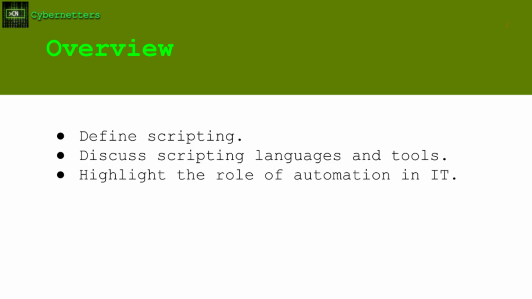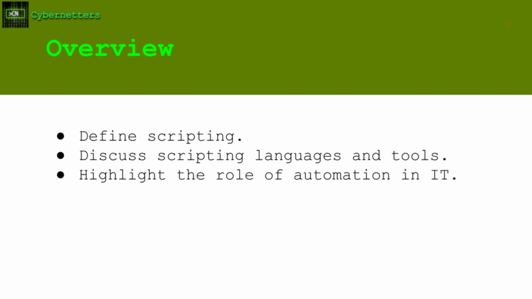Before we dive in, let's quickly cover what we'll be discussing today. First, we'll define scripting, what it is and how it's used. Then, we will look at scripting languages and tools, like PowerShell and Windows Script Host. Finally, we'll highlight the importance of automation in IT and how it helps save time and reduce errors.